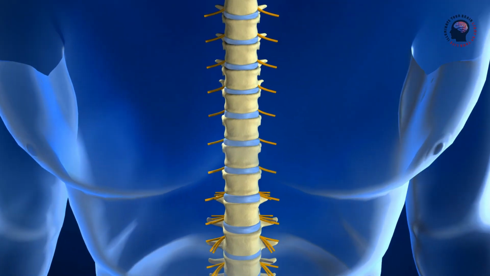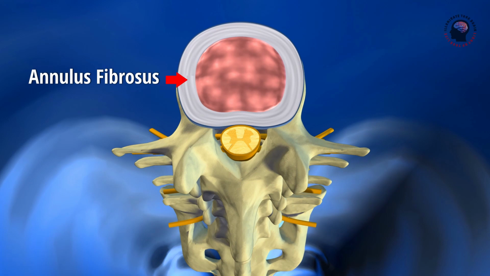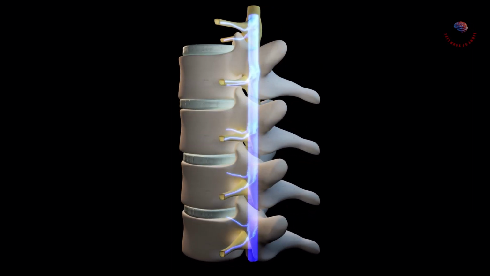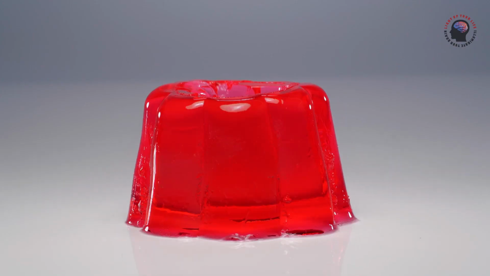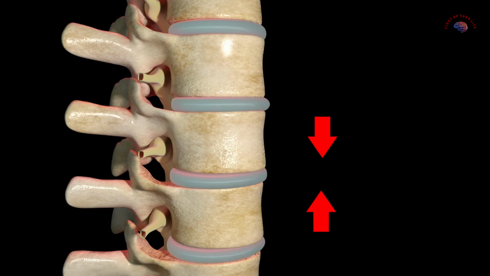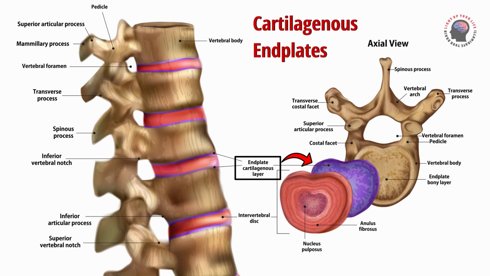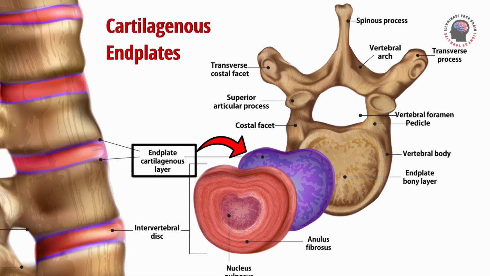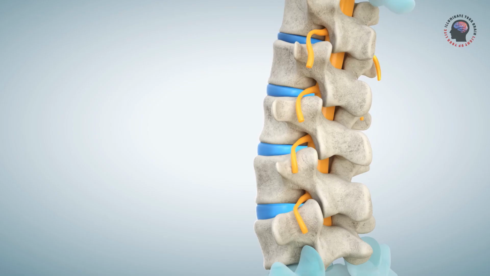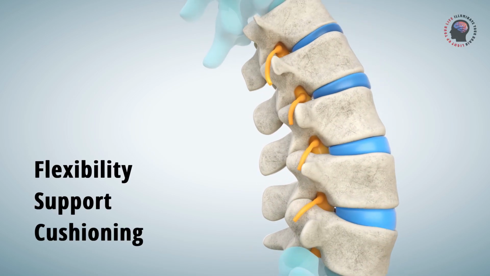The intervertebral disc consists of 3 main components. Annulus fibrosus, which is a tough outer layer composed of fibrous cartilage, providing stability and structure to the disc. Nucleus pulposus, a gel-like inner core made of water, collagen fibers, and proteoglycans, acting as a shock absorber and distributing pressure within the disc. Cartilaginous end plates, thin layers of cartilage above and below the disc, attaching it to adjacent vertebral bodies and facilitating nutrient exchange. These components allow the intervertebral disc to provide flexibility, support, and cushioning to the spine.